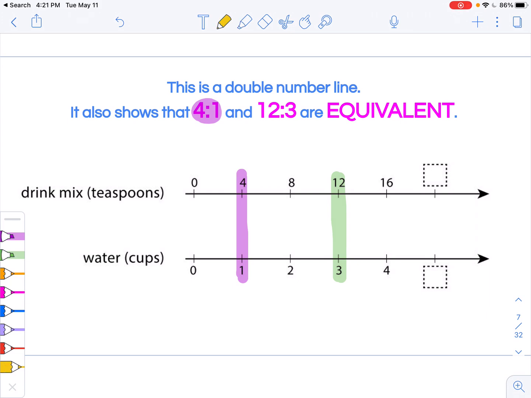I also want you to notice what's at the very beginning. It starts with 0, 0. 0 teaspoons of drink mix and 0 cups of water. Double number lines always start at 0, 0. They have to start at 0, 0. Otherwise, they don't work.